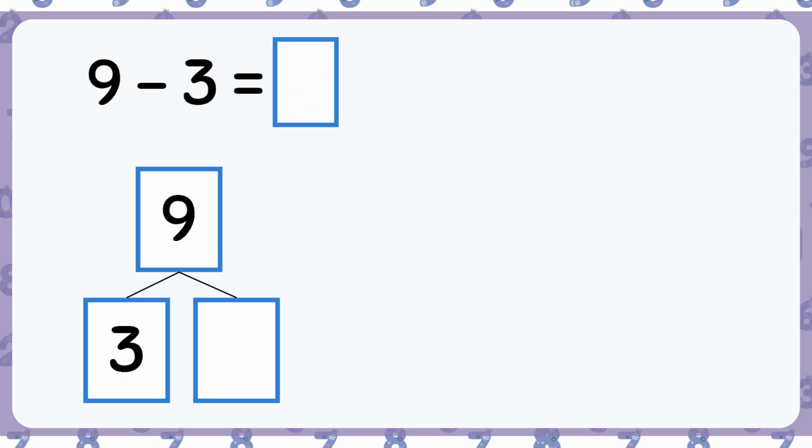So for this one, we have 9 minus 3 equals something. That's our box for our unknown number, right? And then we have our number bond that has 9 as the total and 3 as one of the parts. So what are we looking for, friends? Yes, we're looking for the other part of 9 because we already know one part is 3. We need to know the other one.